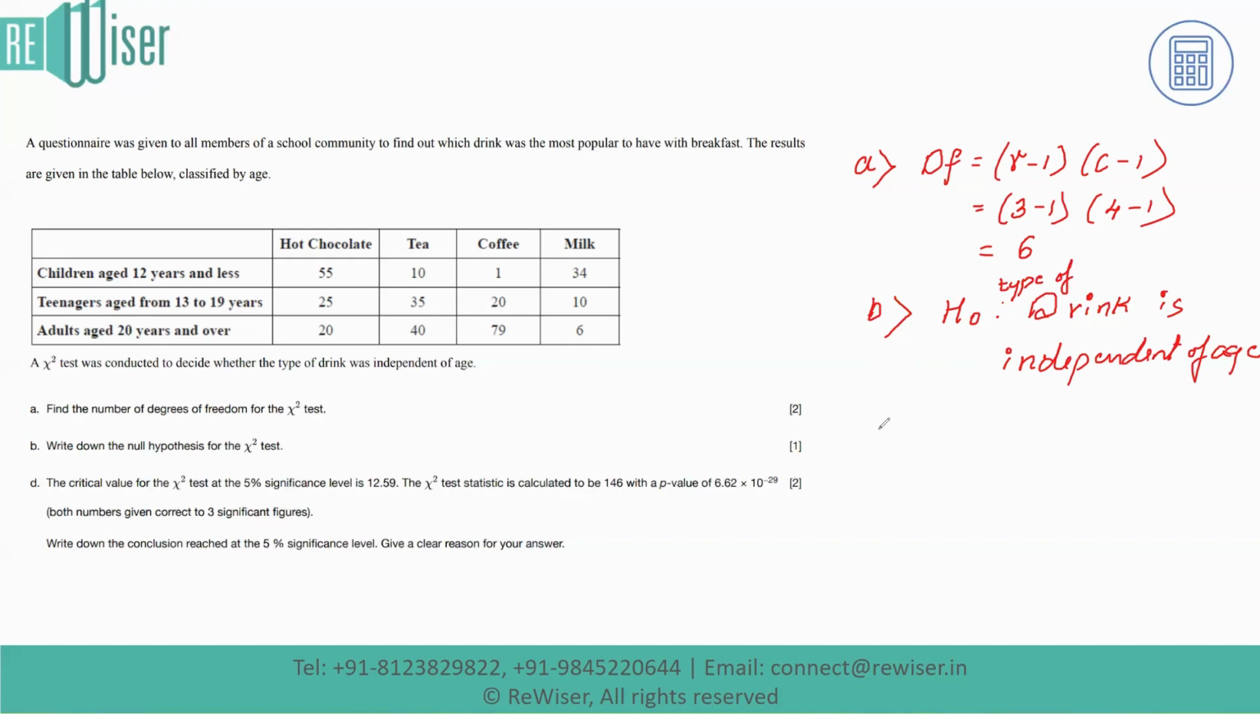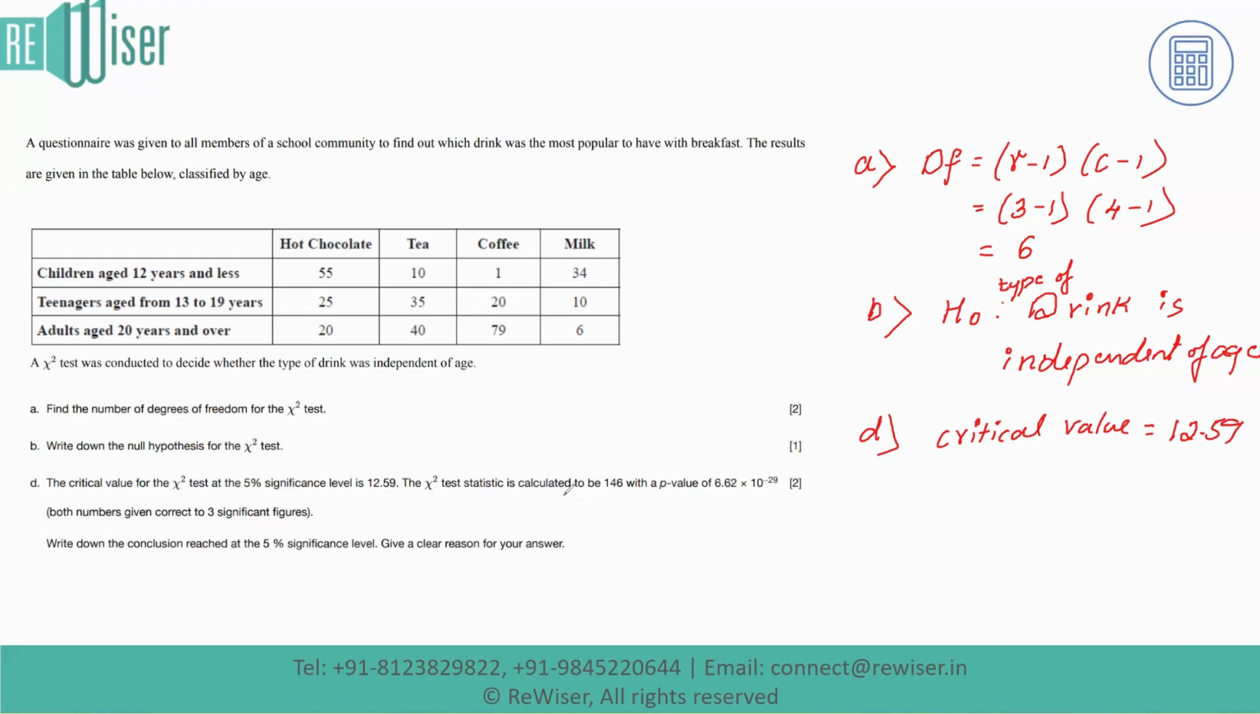Now for part D, a critical value of chi-square at 5% significance level is given. The critical value represents that if I have any value greater than this 12.59, I would reject the null hypothesis. So the critical value at 5% is given as 12.59.